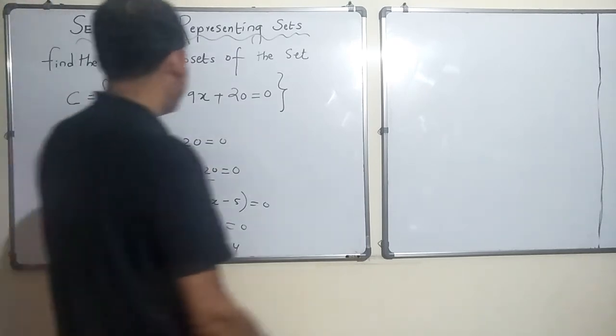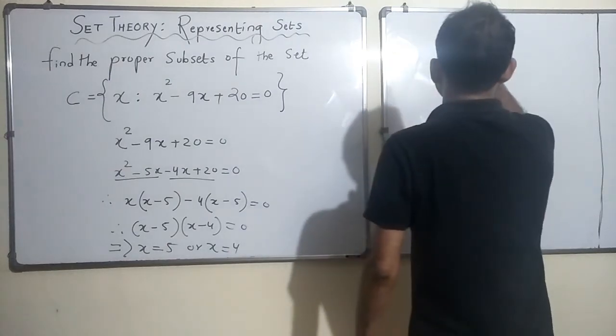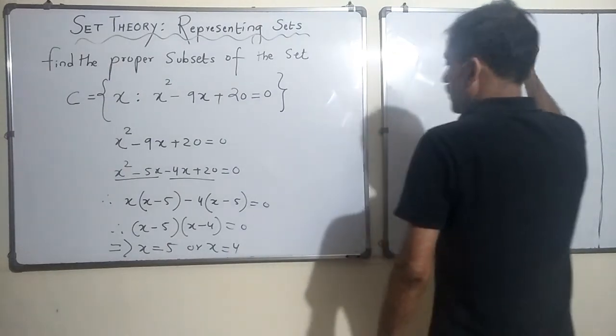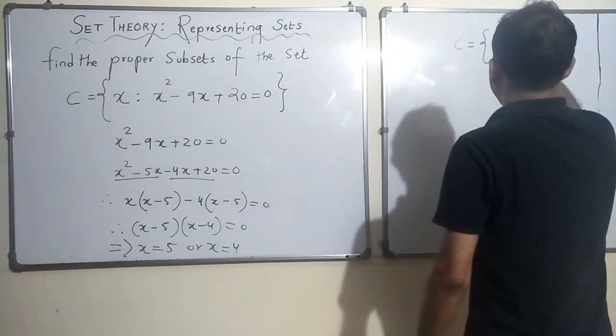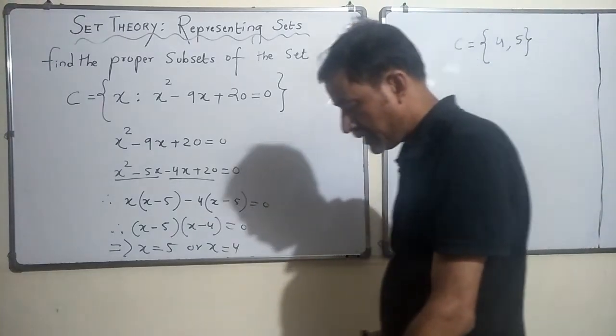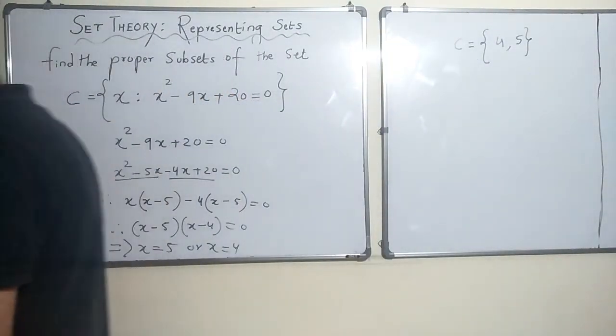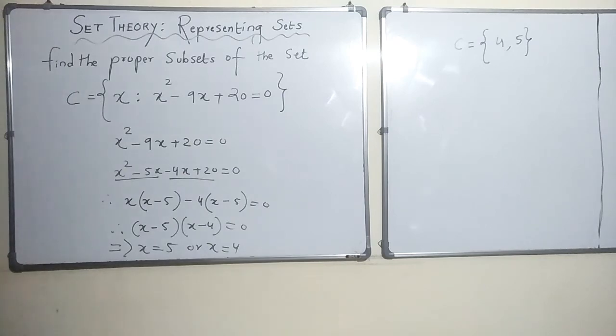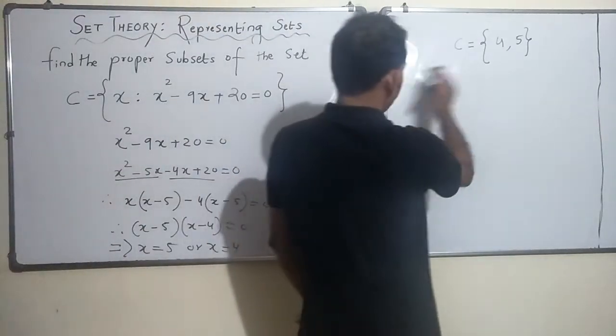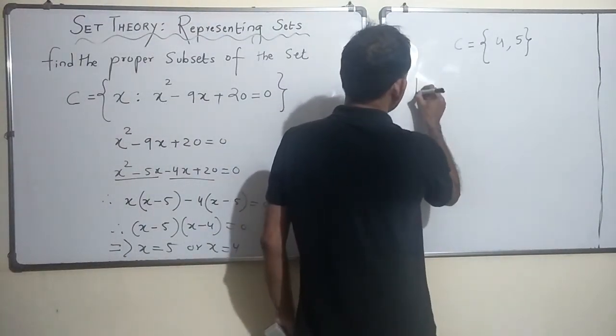So C is a set of x such that this is true, right? So in that case, C becomes 4, 5 or 5, 4. The order does not matter. So C has two elements, 4 and 5. Now what are the proper subsets? So what are the possible subsets of this?